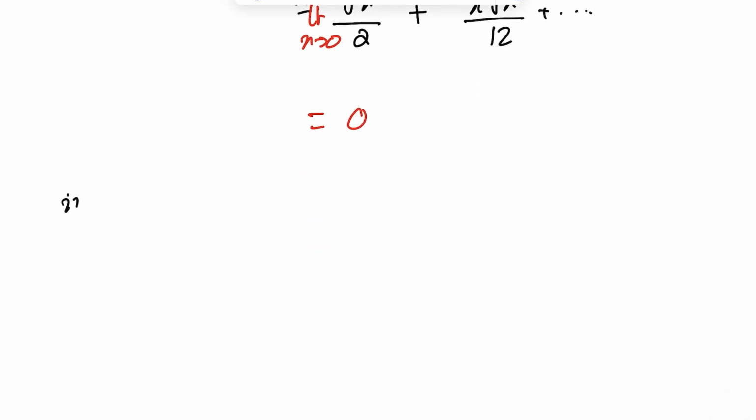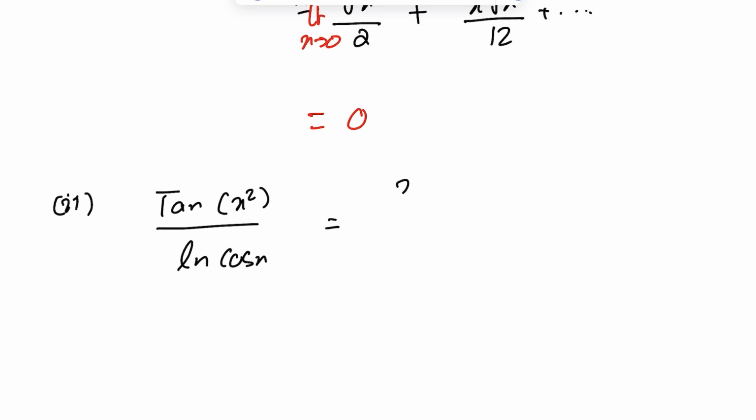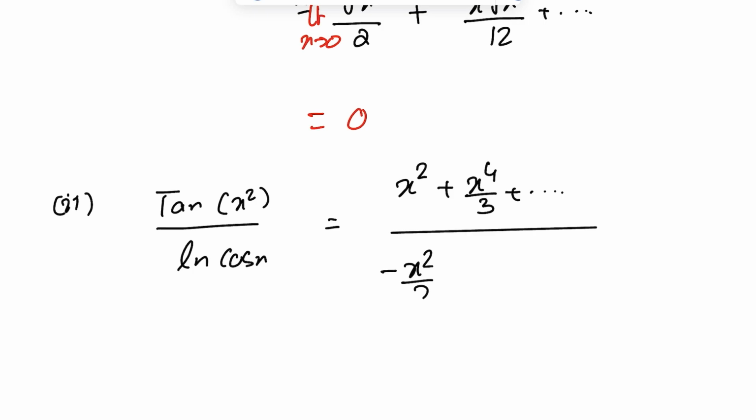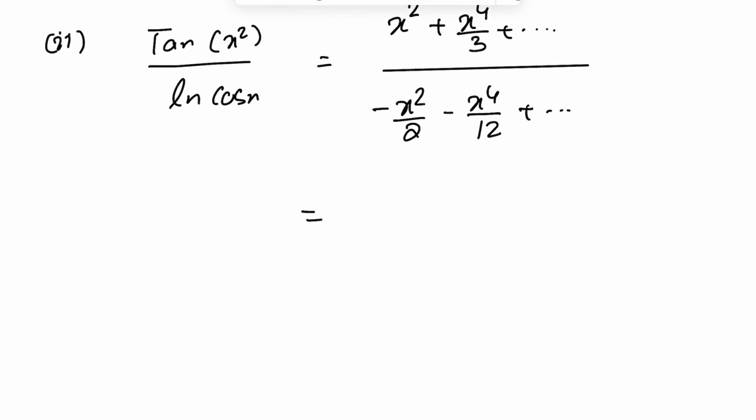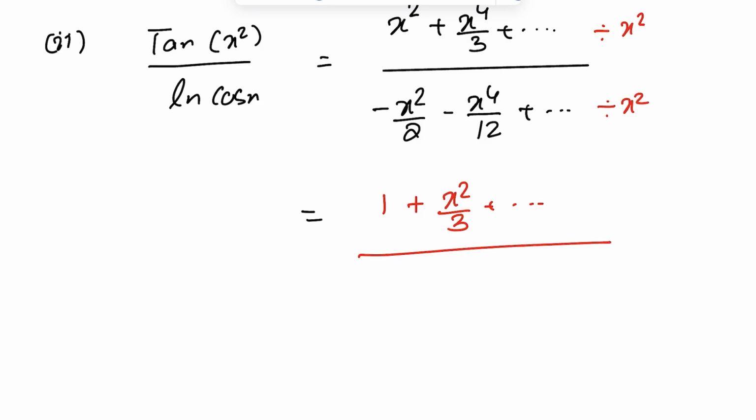For the next part, it is tan of x square upon ln cos x. For tan x square, we have the tan x formula; plug in x square, and you get x square plus x power 4 upon 3 plus and so on, divided by ln cos x, which is minus x square upon 2 minus x power 4 upon 12 and so on. Now what am I going to do? Divide both numerator and denominator by x square. So you get 1 plus x square upon 3 over minus 1 upon 2 minus x square upon 12 and so on.